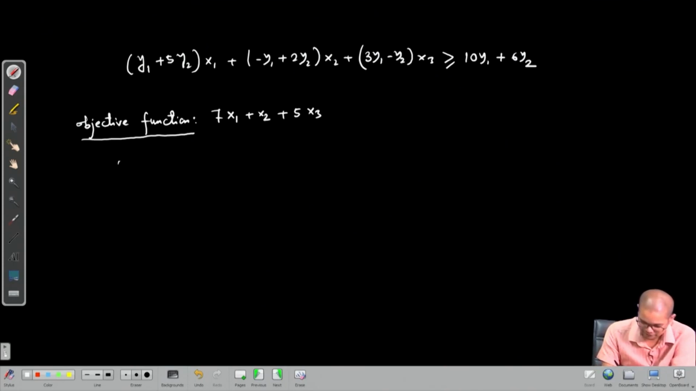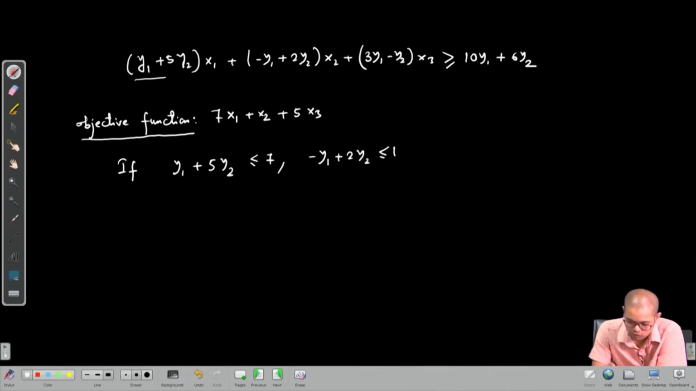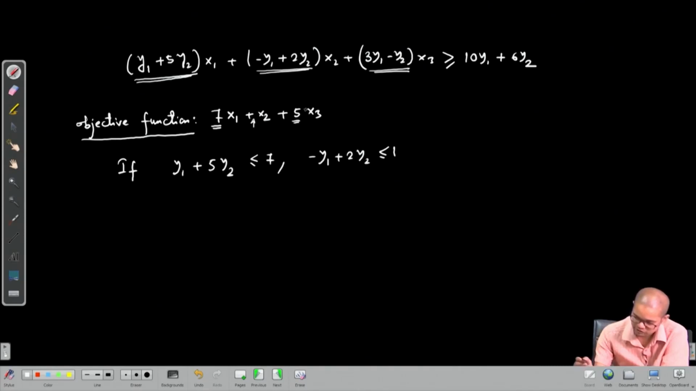So, now if it happens that y1 plus 5 y2 is less than or equal to 7, minus y1 plus 2 y2 is less than or equal to 1, it means the coefficient of x1 here is less than or equal to the coefficient of x1 here, and the coefficient of x2 here is less than or equal to the coefficient of x2, which is 1, and the coefficient of x3 is less than or equal to the coefficient of x3 here.